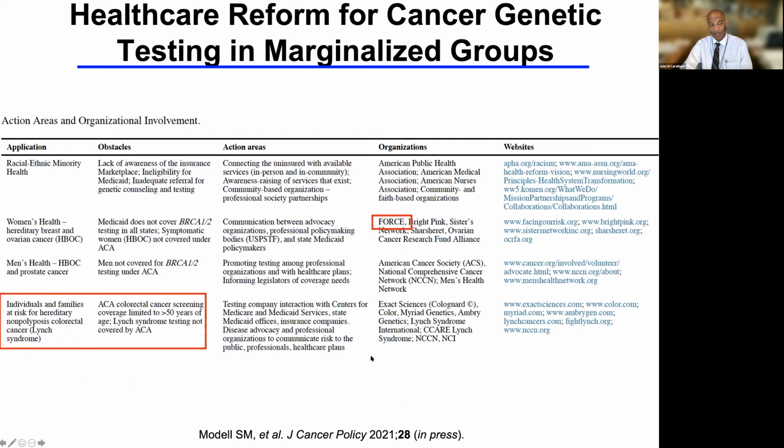I will point out some other things from this action network. For race and minority health, trying to connect the underserved with available services. Women's health, particularly BRCA1 and 2 is not tested in all states. And I see FORCE is behind some of the advocacy for that. And also HBOC and men's health. Men are not covered for BRCA1 and 2 testing under the Affordable Care Act, which leaves a gap, because I just saw a male just last week who has a BRCA2 mutation and is at risk. So this is a gap, in particular for those who are not insured.